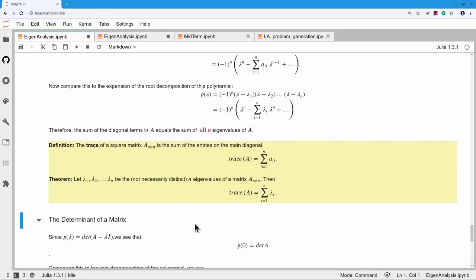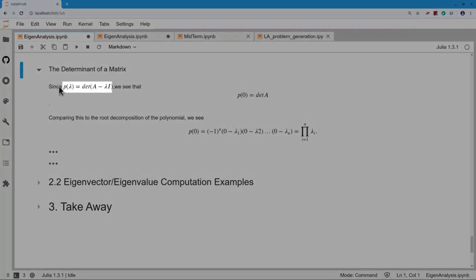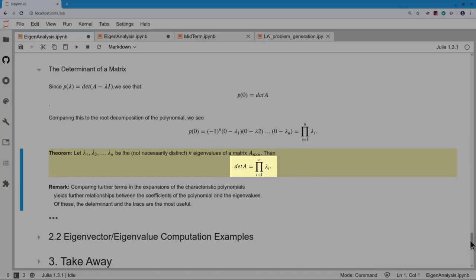We can also look at the constant term in the polynomial. We define the polynomial as the determinant of A minus lambda I. If I set lambda equal to zero, I'm evaluating the polynomial at lambda equal to zero. So the constant term in my polynomial is equal to the determinant of A. But if I look at the root decomposition, plugging in zero into the root decomposition of the polynomial, what I get is the product of the eigenvalues. So the determinant of A is equal to the product of the eigenvalues. Let's call that a theorem.